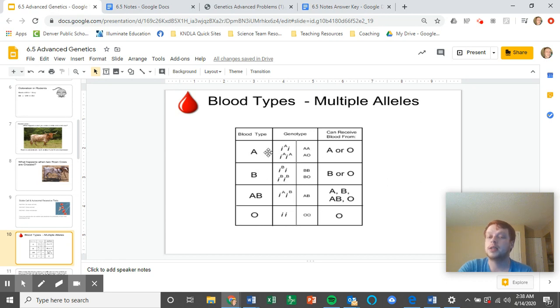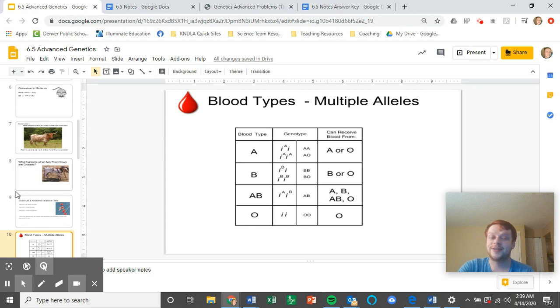The thing to note is that someone who has type A blood can have 2 capital A's, or they can have a capital A and then the recessive trait, which you can denote with an O or a lowercase i. For someone to be B, they need either 2 dominant B's or B and O. If someone has A and B, those are technically codominant, so they would get type AB blood. And then for someone to have type O blood, they have to be completely recessive, so they have 2 lowercase i's or 2 lowercase o's.